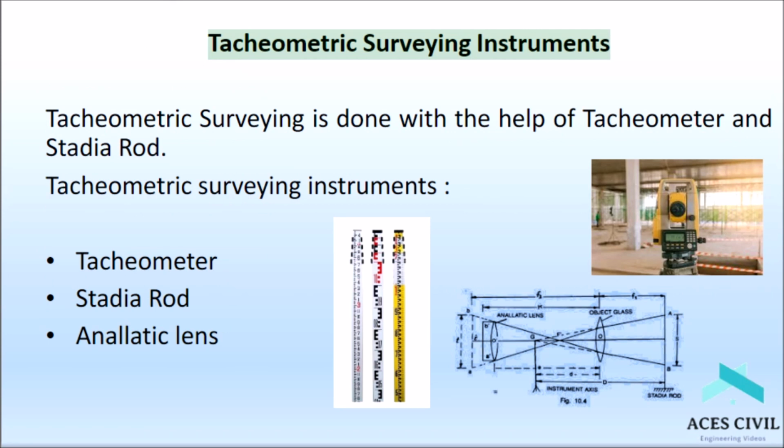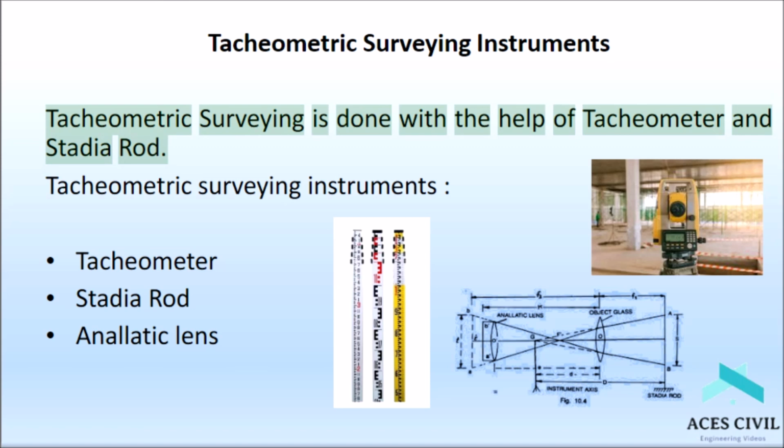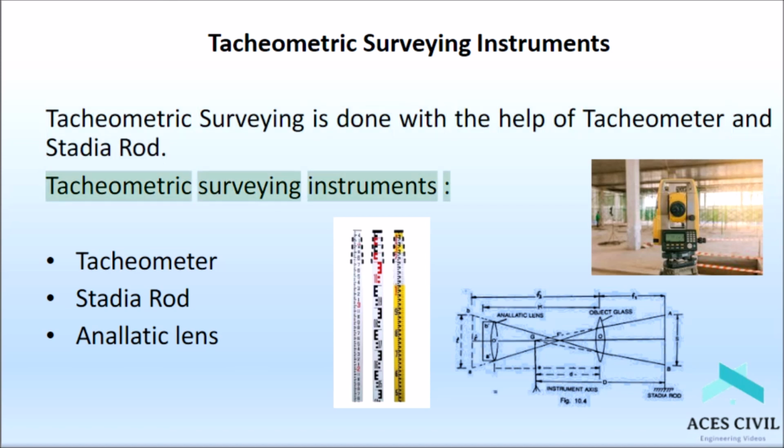Tacheometric surveying instruments. Tacheometric surveying is done with the help of tacheometer and Stadia rod. Tacheometric surveying instruments: tacheometer, Stadia rod, analytic lens.